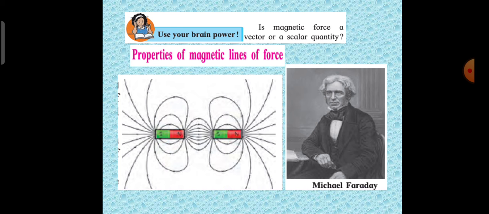According to the third property, the lines of force joining north and south poles of a magnet, being in a stretched state like a spring, pull the two opposite poles towards each other. And by the fourth property, they give rise to repulsion between like poles.